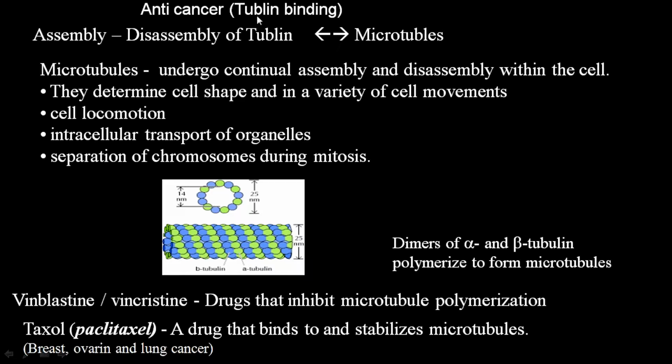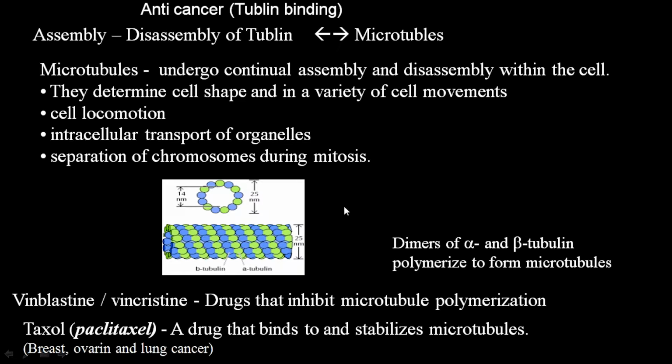Tubulin assembles and disassembles to form microtubules. Okay, microtubules undergo continual assembly and disassembly within the cell. They determine the cell shape in a variety of cell movements. Okay, cell locomotion, intracellular transport of organelles, separation of chromosomes during mitosis. Okay, so there are drugs which prevent the assembly, there are drugs which prevent the disassembly.